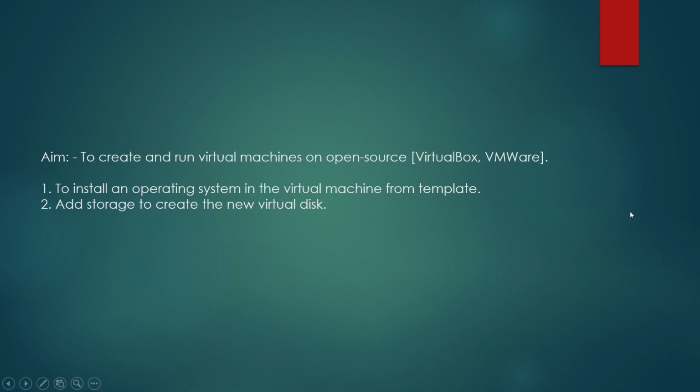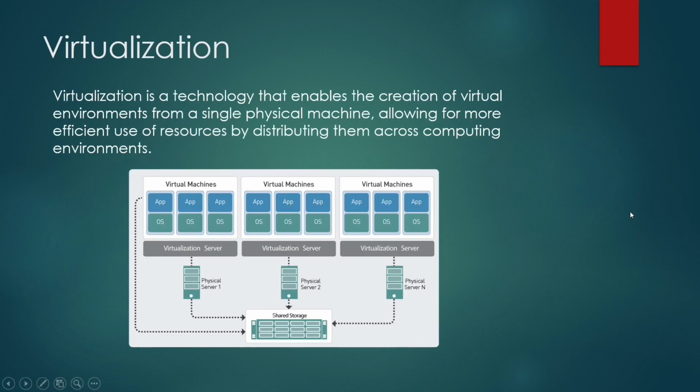So first of all, what is virtualization? Virtualization means the process of creating multiple virtual machines on a single physical system using software. In our example, you can see we are creating three virtual machines on a single shared system, sharing storage. On our laptop we are going to run Linux, Ubuntu, Solaris, and other operating systems. So let's start with our experiment.